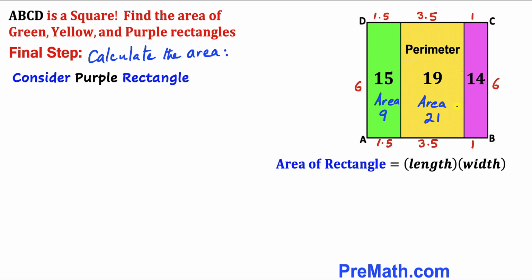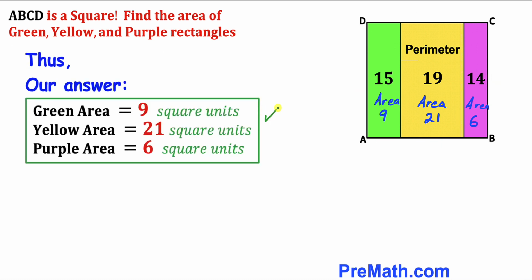And finally, let's focus on this purple rectangle. So the area I'm going to call A sub 3 is going to be length 6 and width simply 1. So A sub 3 turns out to be 6 square units. Thus the area of this purple rectangle turns out to be 6 square units. And here's our final answer.